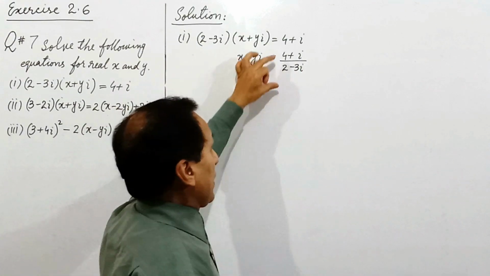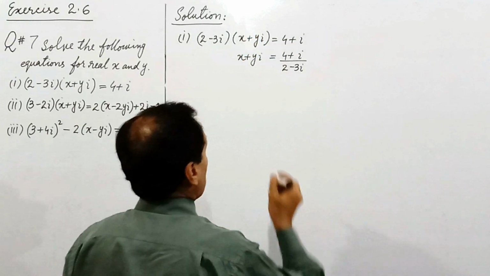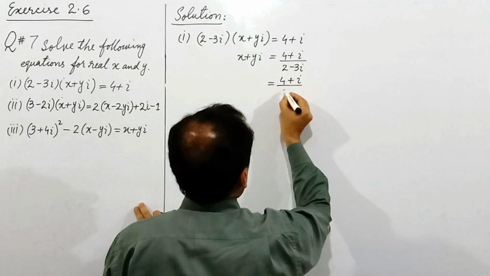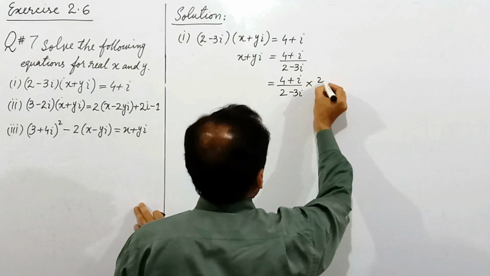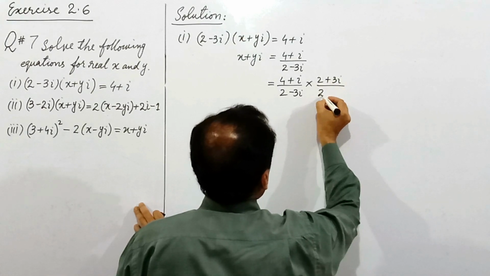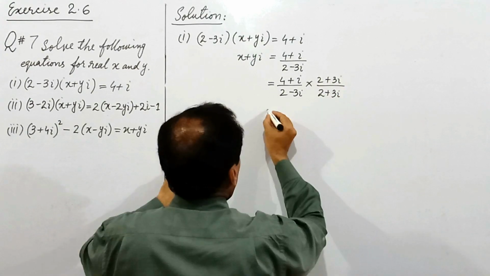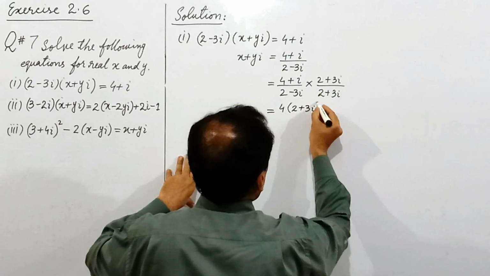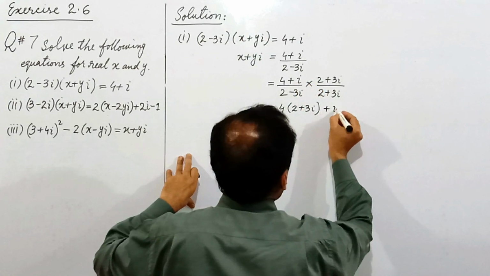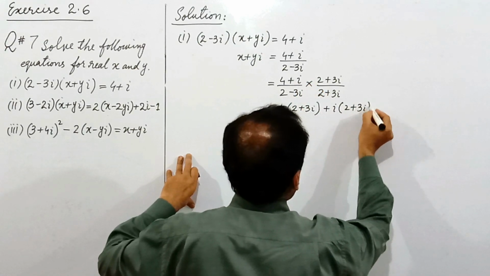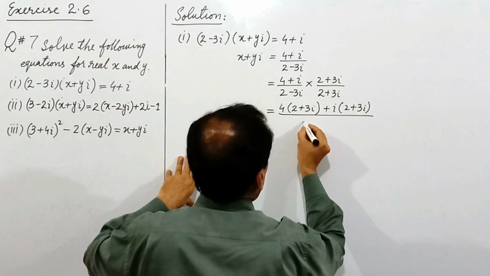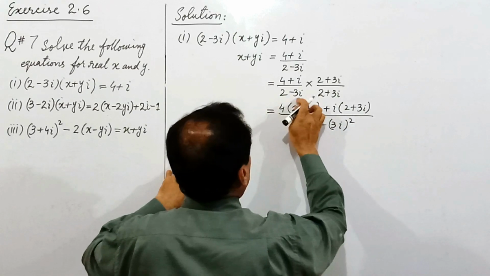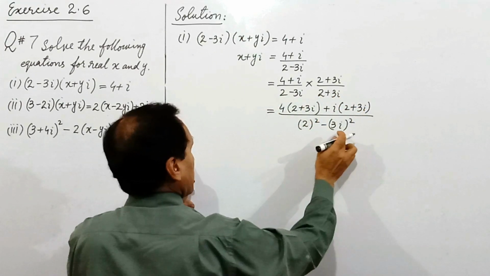As on the right hand side we have a rational form of a complex number, we rationalize the denominator. We multiply (4 plus i)/(2 minus 3i) by (2 plus 3i)/(2 plus 3i). Numerator is multiplied to numerator: 4 multiplied by 2 plus 3i, and the second term i is multiplied by 2 plus 3i as well. On the denominator we apply the formula (a minus b)(a plus b) is equal to a squared minus b squared, so we get 2 squared minus (3i) squared.